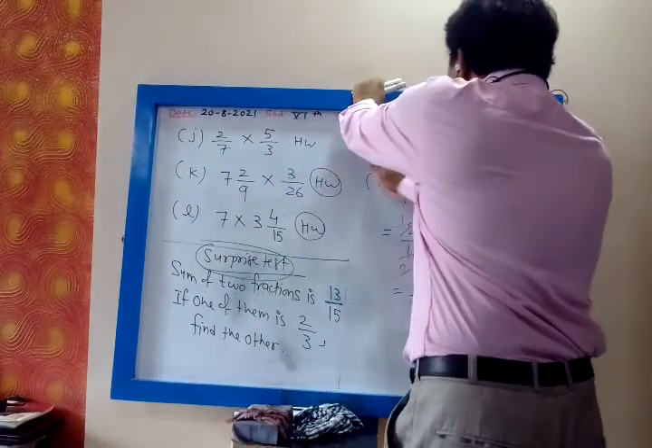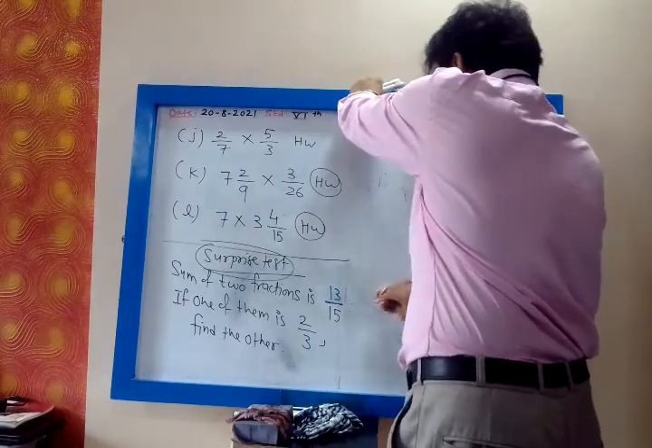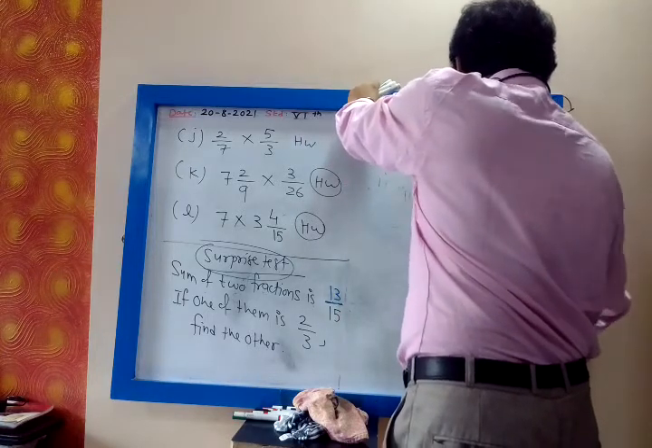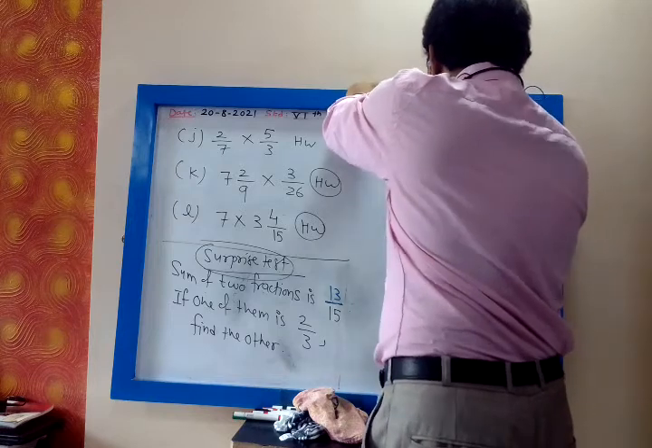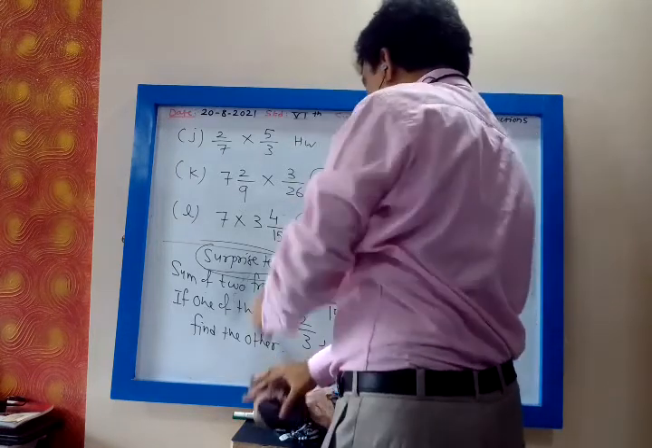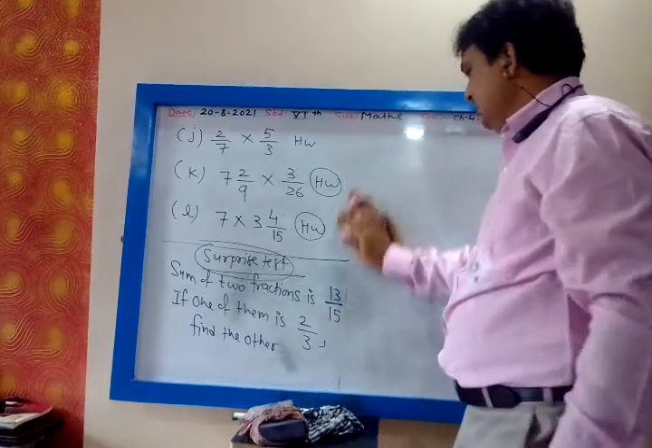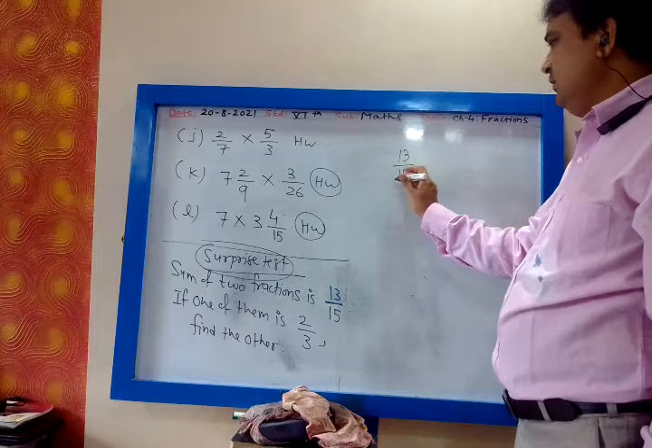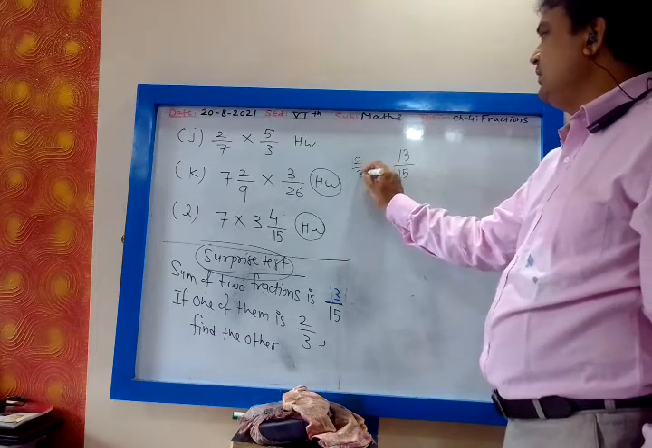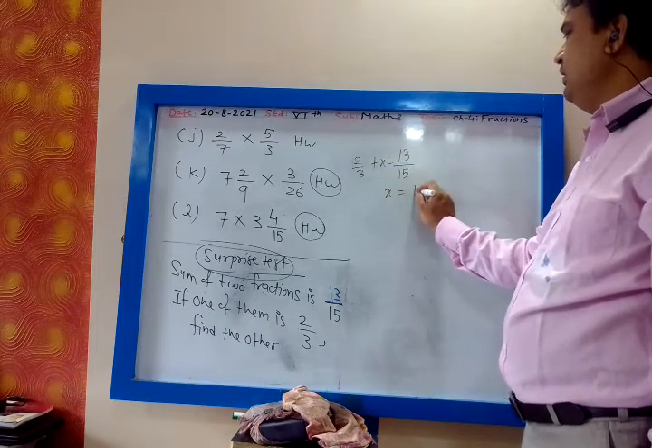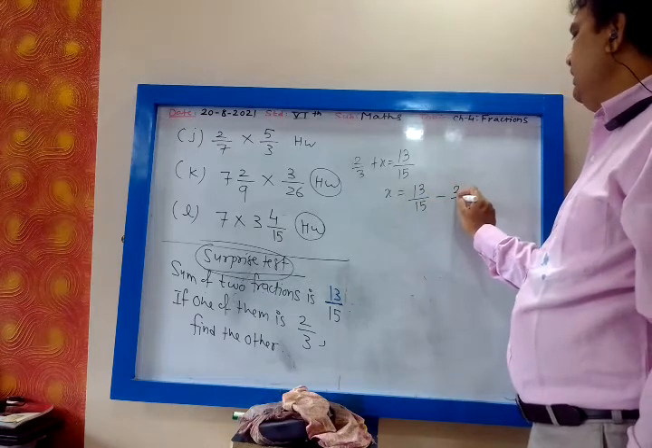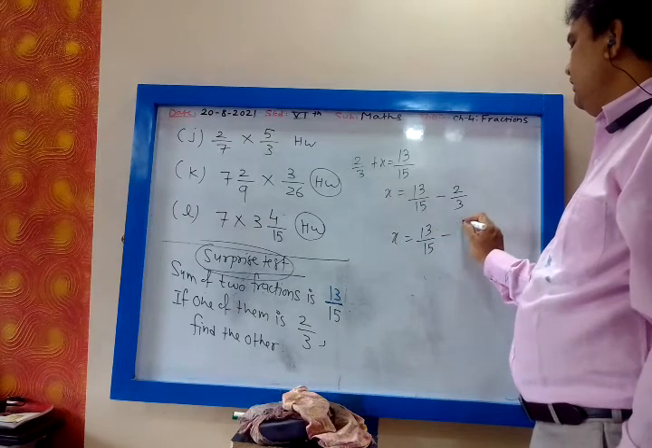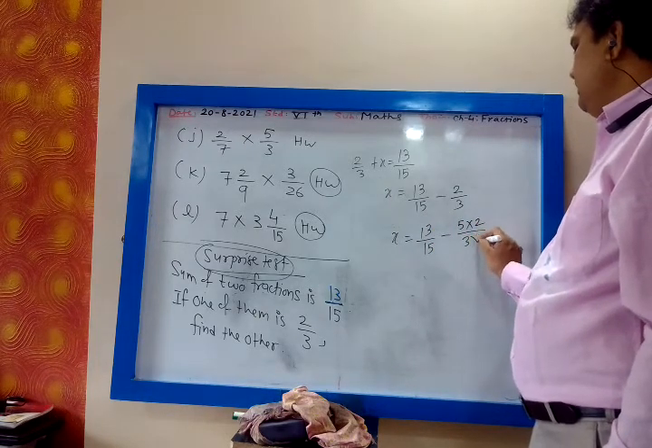1 by 5. See, in the beginning, majority of you gave the answer 3 upon 15. But my dear, 3 upon 15 is not in the lowest term. So 13 upon 15, you will write 2 by 3 plus x is 13 upon 15. X is 13 upon 15 minus 2 by 3. LCM of 15 and 3 is 15. So 13 upon 15 minus 5 2s are 10 upon 3 5s are 15.